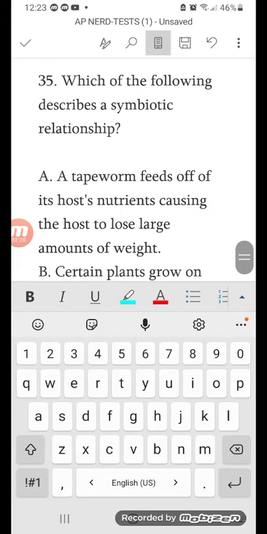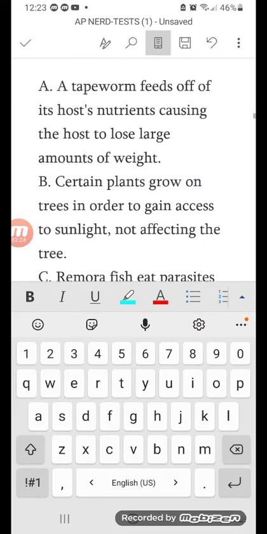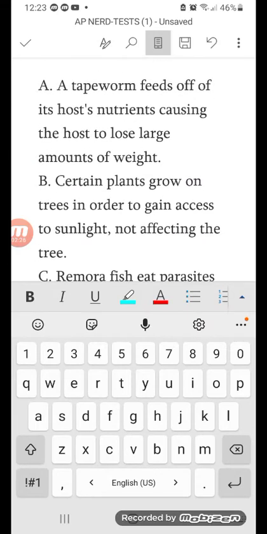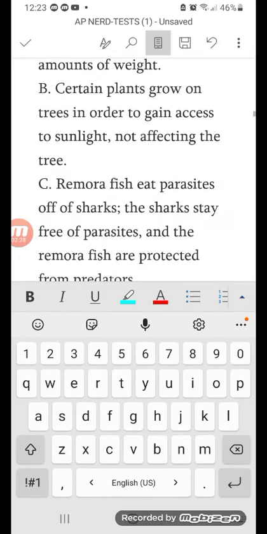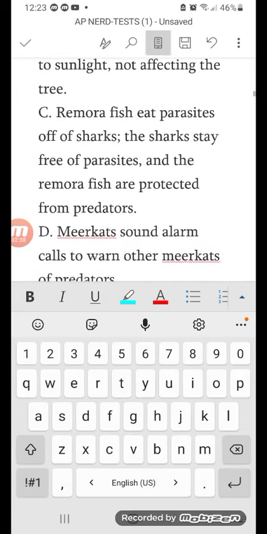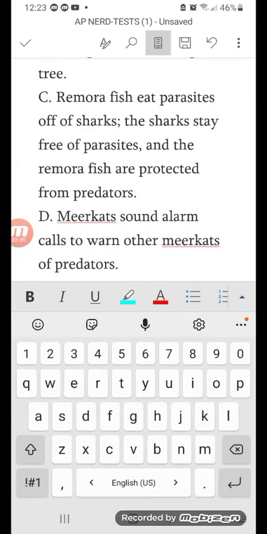Number 35. Which of the following describes a symbiotic relationship? Tapeworm feeds off the host nutrients, causing the host to lose a large amount of weight. No. Certain plants grow in trees in order to gain access to sunlight. No, not affecting. This is not. Remora fish eat parasites of the shark. The sharks stay free of parasites, and they, yes, C. Both benefit.